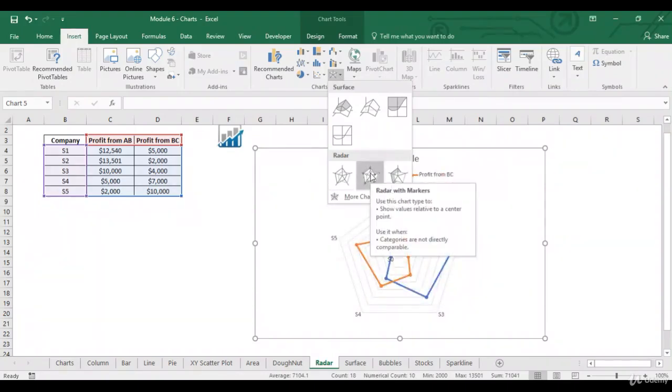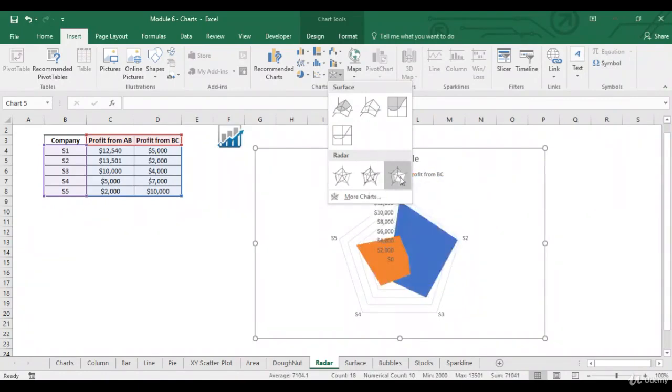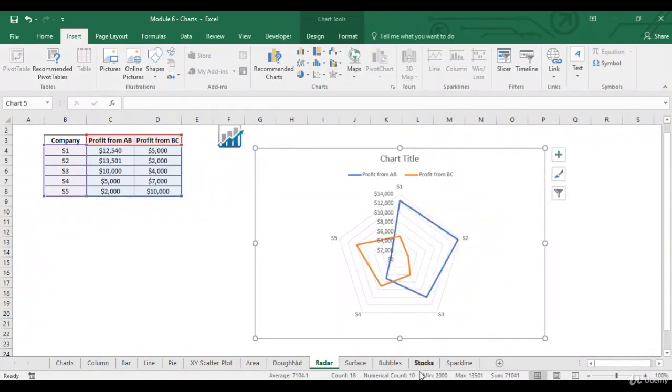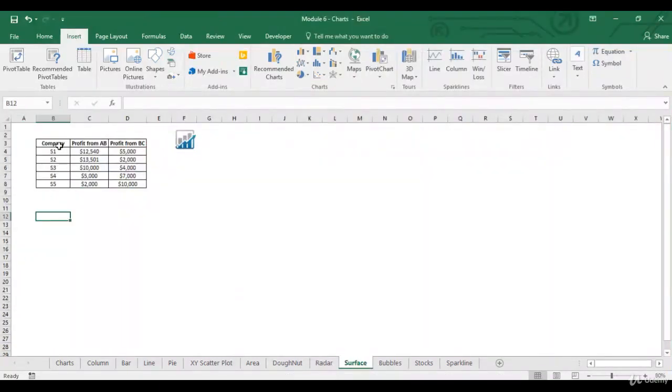There are different options within this also. So I've got this radar with markers, just adds markers similar to line with markers, and we've got filled radar. It just colors the area. So that's about it. Let's move on to the surface graph.